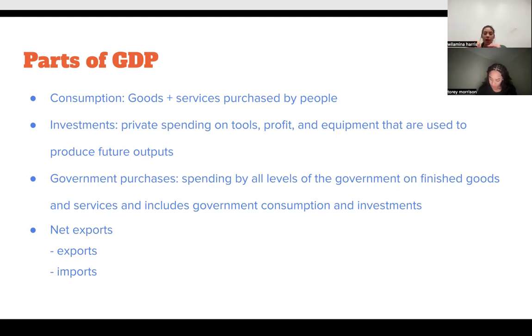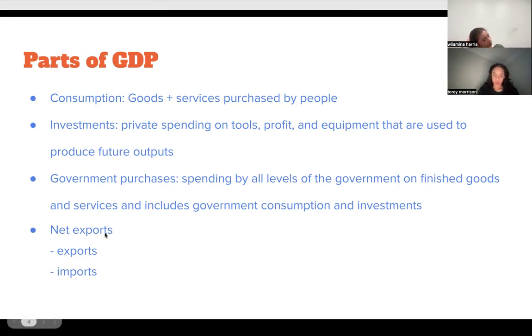Government purchases are spending by all levels of government on finished goods and services, and this includes government consumption and government investments. One thing that government purchases don't include is the moving of money. So something like stimulus checks, for example, that money's already in GDP. It's not new money being added, it's just being moved and given to different people.